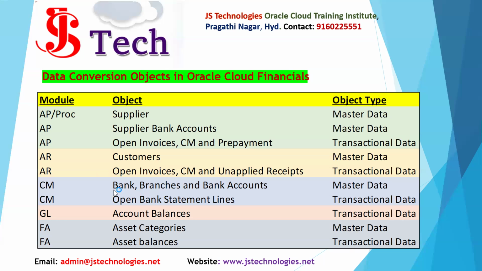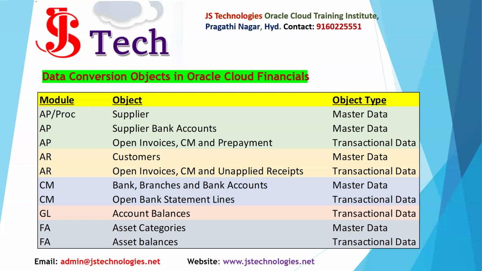And in cash management, we have two objects. One is bank branches and bank accounts. We already have one rapid implementation sheet. By using that, we can load the bank branches and bank accounts. Here it is referring to internal bank accounts of the client. And coming to open bank statement lines, we have another FBDI template. By using that, we can load the open bank statement lines, which is called transactional data.